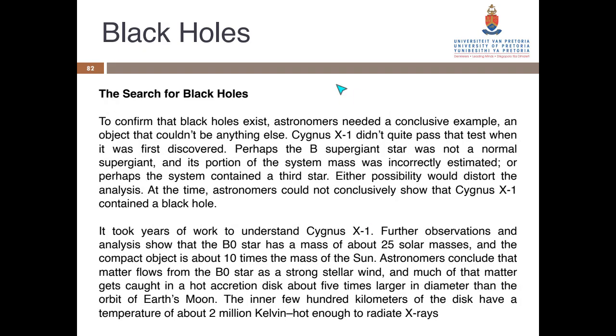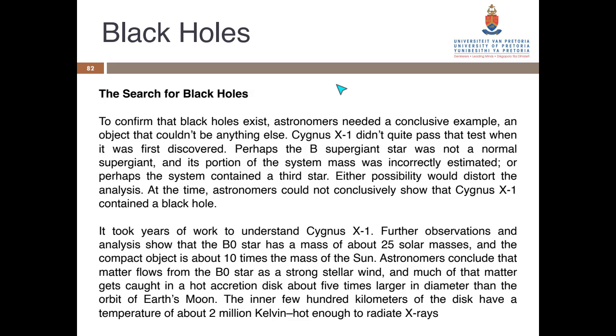To confirm that black holes exist, astronomers needed a conclusive example, an object that couldn't be anything else. And Cygnus X-1 didn't quite pass the test when it was first discovered. Perhaps the B supergiant was not a normal supergiant, and its portion of the system mass was incorrectly estimated, or perhaps the system contained a third star. Either possibility would distort the analysis. At the time, astronomers could not conclusively show that Cygnus X-1 contained a black hole. It took years of work to understand Cygnus X-1.